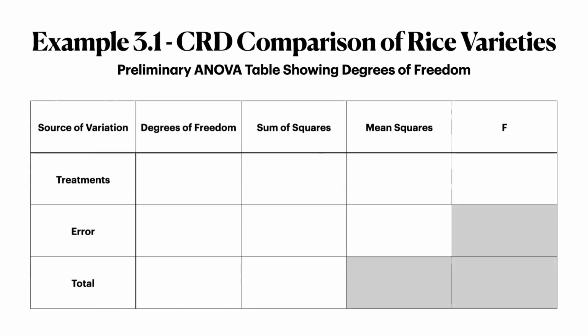Let's now fill out the degrees of freedom column in the ANOVA table. And so we have 4 treatments, and so the number of degrees of freedom associated with treatments is 4 minus 1, or 3. We have 16 observations total, and so the total number of degrees of freedom is 16 minus 1, or 15. And then to get the degrees of freedom for error, we subtract the degrees of freedom for treatments from the total degrees of freedom, so 15 minus 3, and that gives us 12 degrees of freedom for error.